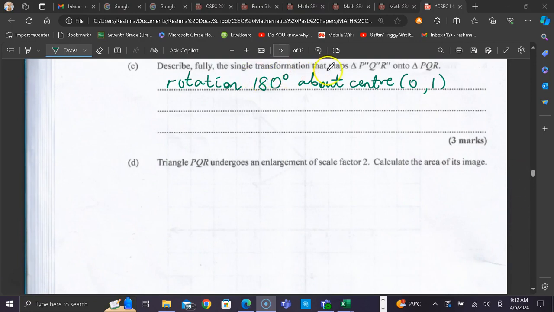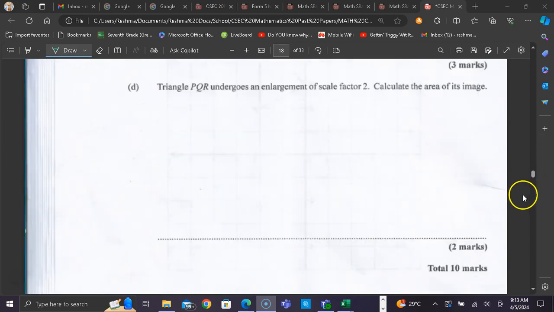So the single transformation that maps triangle P''Q''R'' onto triangle PQR is a rotation of 180 degrees about the center 0, 1. Okay, so that's your 3 marks.